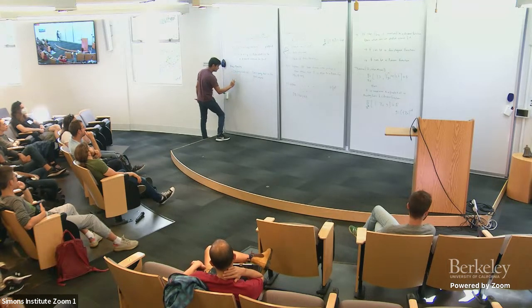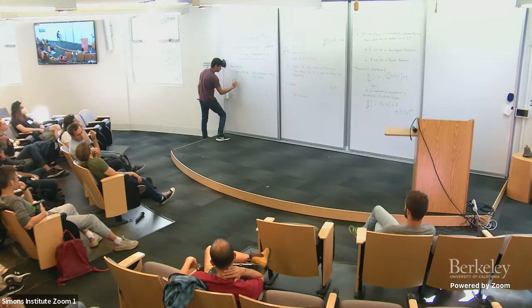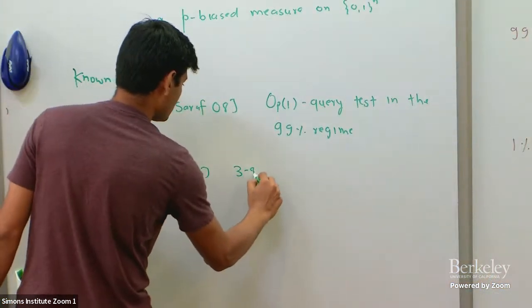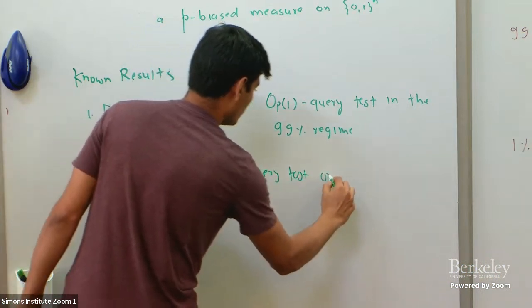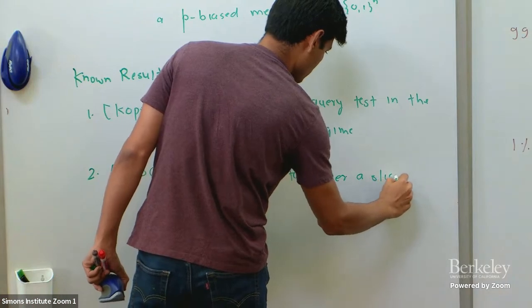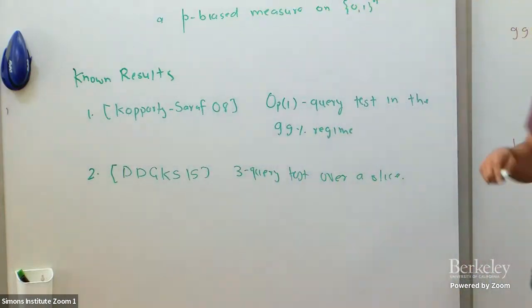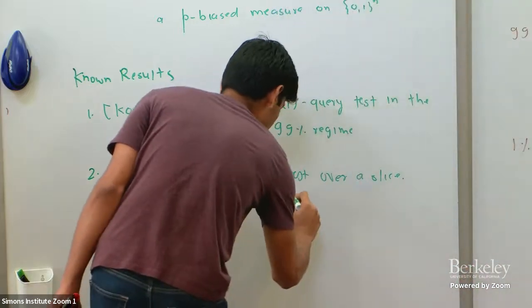Okay, this is what we knew, and then the paper by Dinur, Goldenberg, Kindler, and Safra in 2015. They gave a 3-query test over a slice, which is morally the same as the p-biased. A slice means that you fix the kth slice, and you want all the queries to be from the slice. F is really defined on the k-slice, and you want to understand whether this is correlated to a linear function or not. They gave a 3-query test over a slice, similar to that, but in the 99% regime.